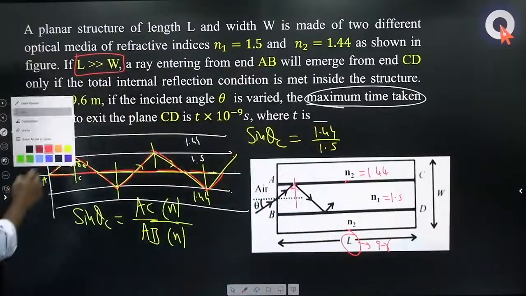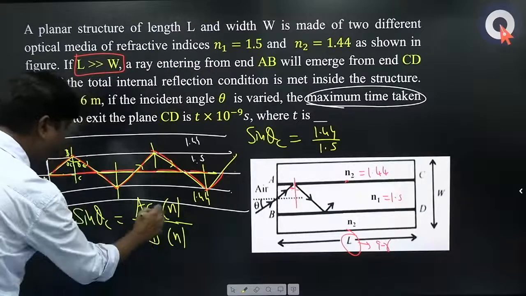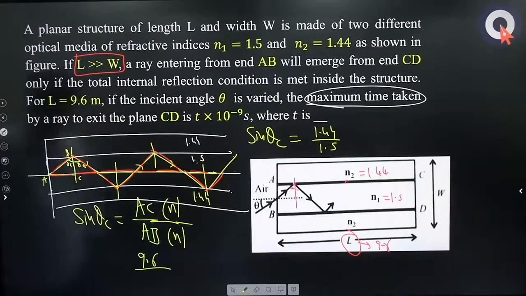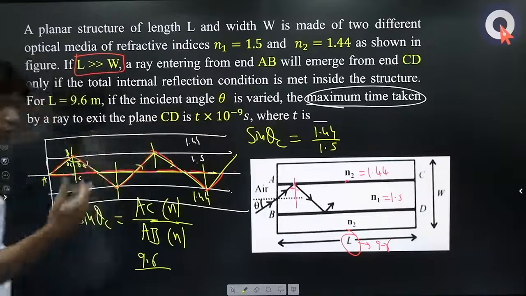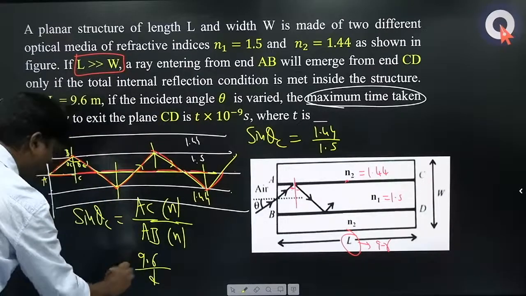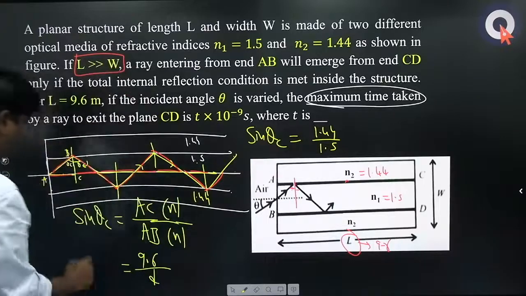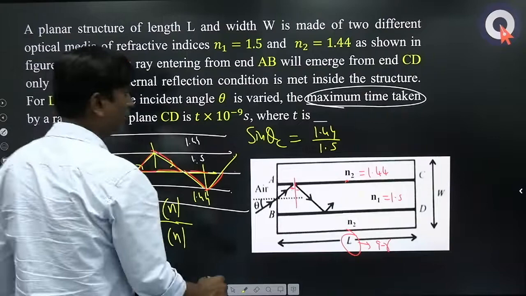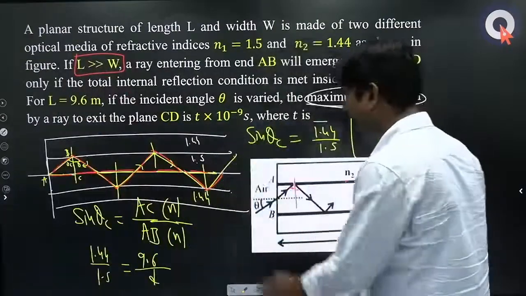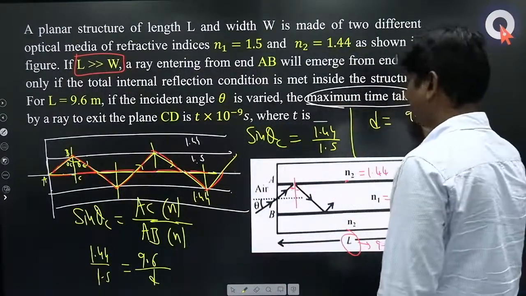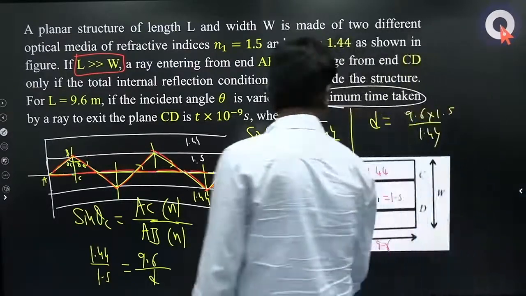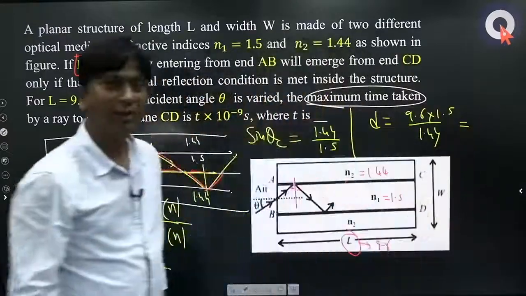So this value will be n times of AC is nothing but 9.6. L is 9.6 by n times of AB, which is nothing but this distance plus this distance plus this one, this one, this one, this one. Total distance what it has traveled. That is equal to sine of theta c. Already sine of theta c is 1.44 by 1.5. So what is the total distance that it is going to travel? So 9.6 into 1.5 by 1.44.